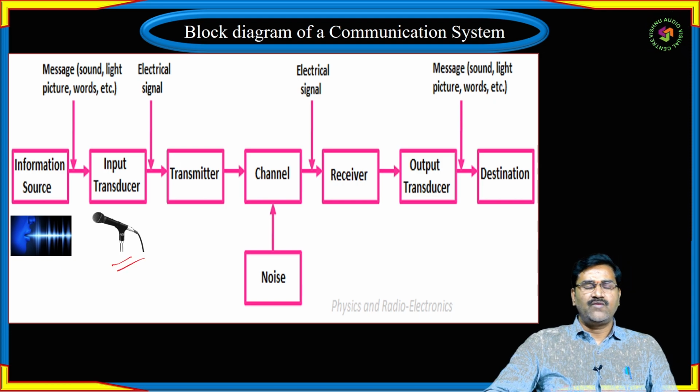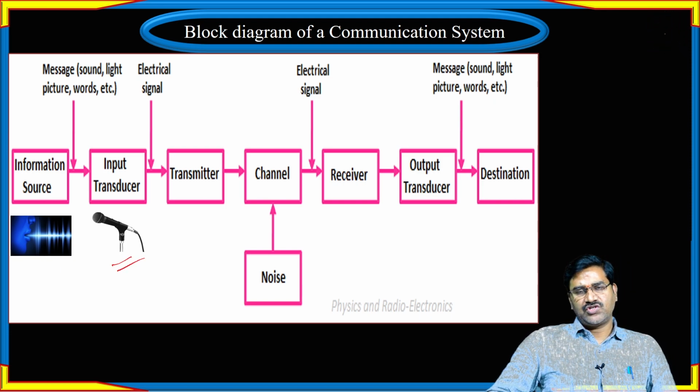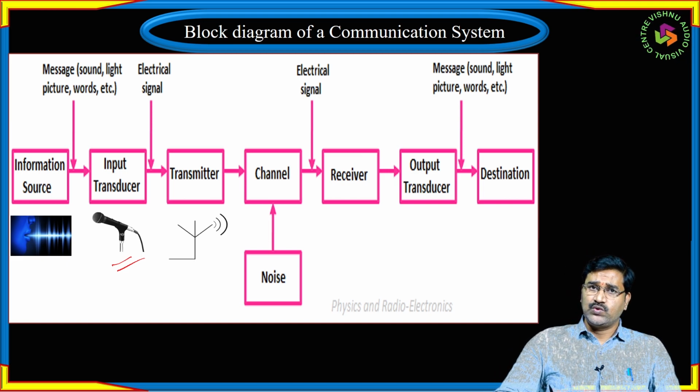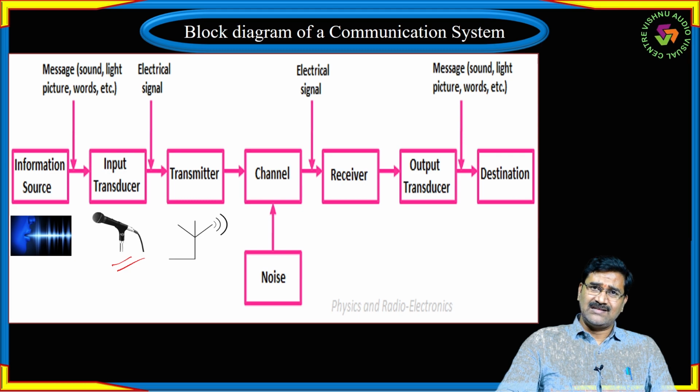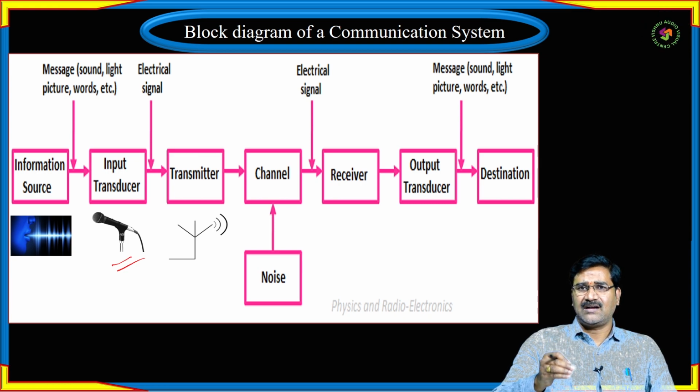So by using a microphone, we can convert the acoustic signal into an electrical signal. Okay, so this transmitter is also a type of transducer, which will be used to convert this electrical signal into a form that can be radiated. Radiated means we need to convert this electrical signal in such a way that it can travel over a longer distance. For that, we are going to make use of a transmitter.